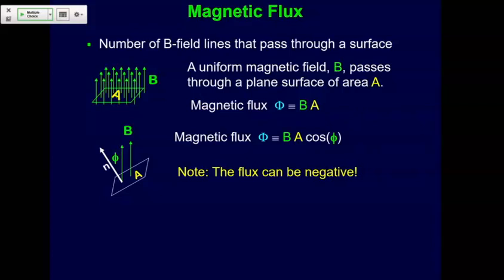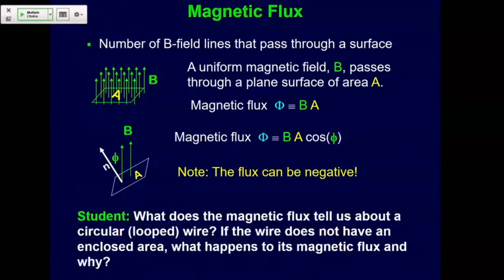And so the flux, again, has this symbol. And so BA times cosine. Again, this cosine angle is the angle between your magnetic field and a vector that's perpendicular to the surface that you're talking about. You can think about this qualitatively as the number of magnetic field lines that are piercing through your surface. That is what the magnetic flux is measuring.